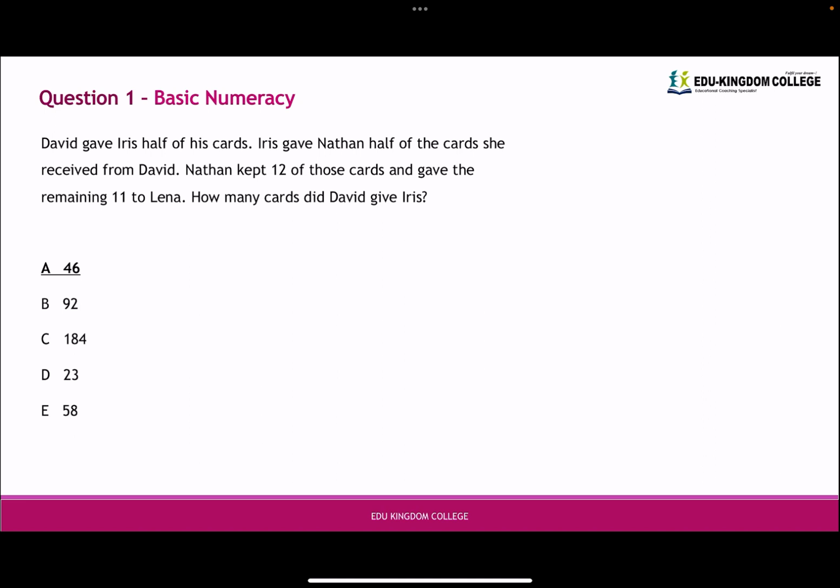Let's get straight into our questions. With this question, we're going to work backwards. Nathan kept 12 cards and gave the remaining to Lena, which means that, if you remember from last video, we want to use letters for names, Nathan had 12 plus 11 cards. So 12 plus 11 means he had 23 originally, and that was half of what Iris had before she gave half to Nathan. So Iris had double this, which means she had 46. David gave Iris half of his cards, and that was 46, which means our answer is A.